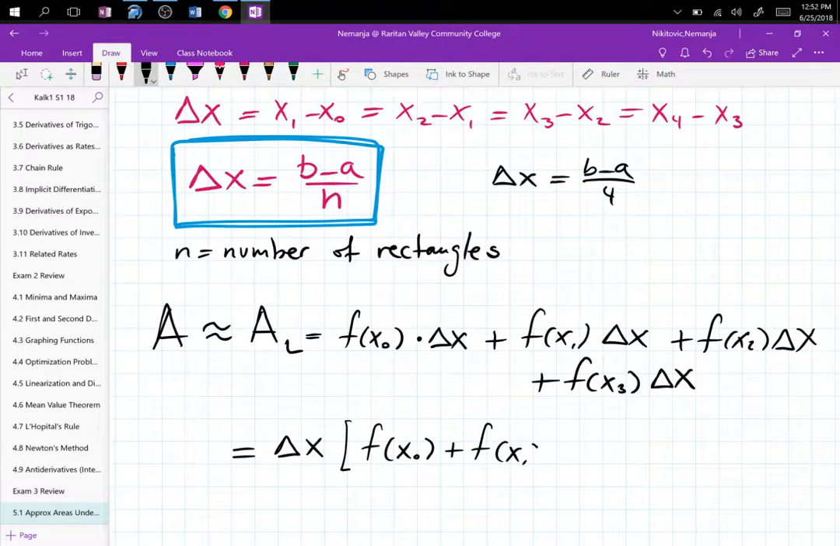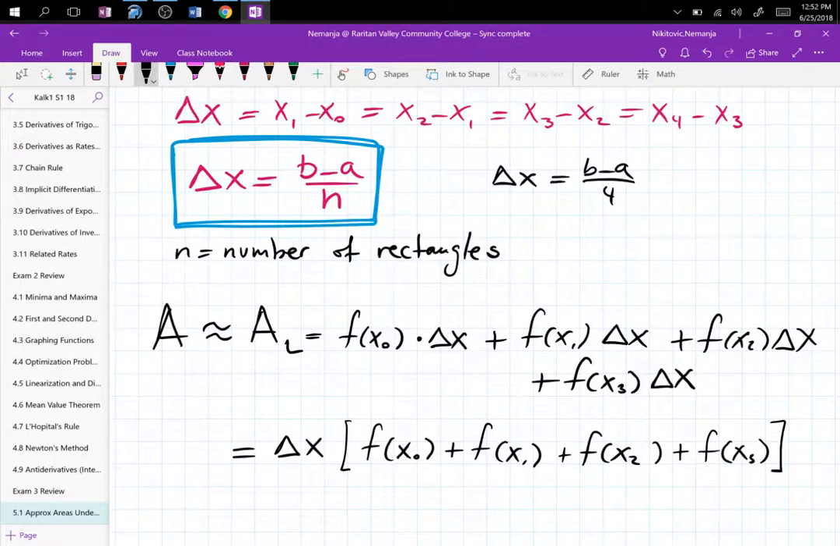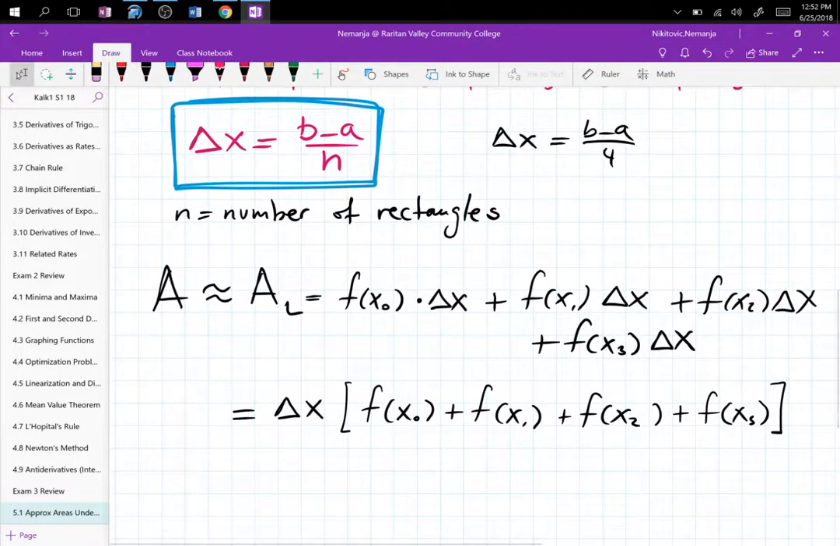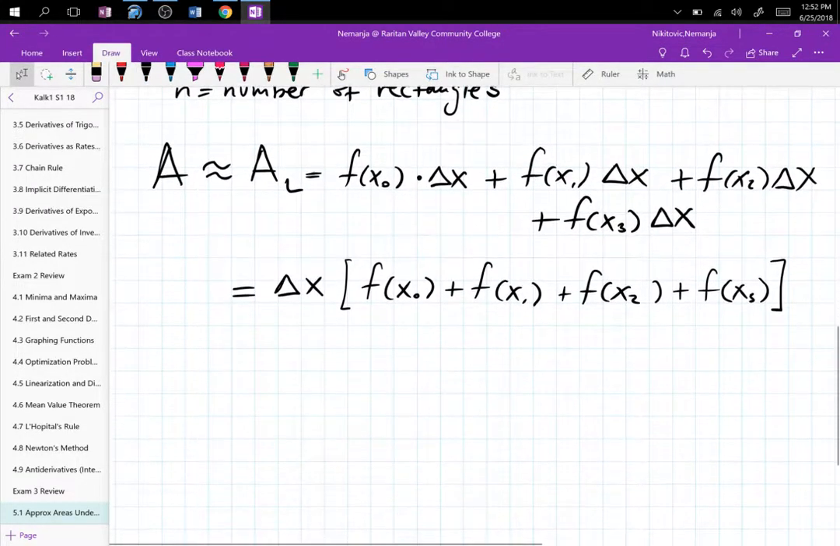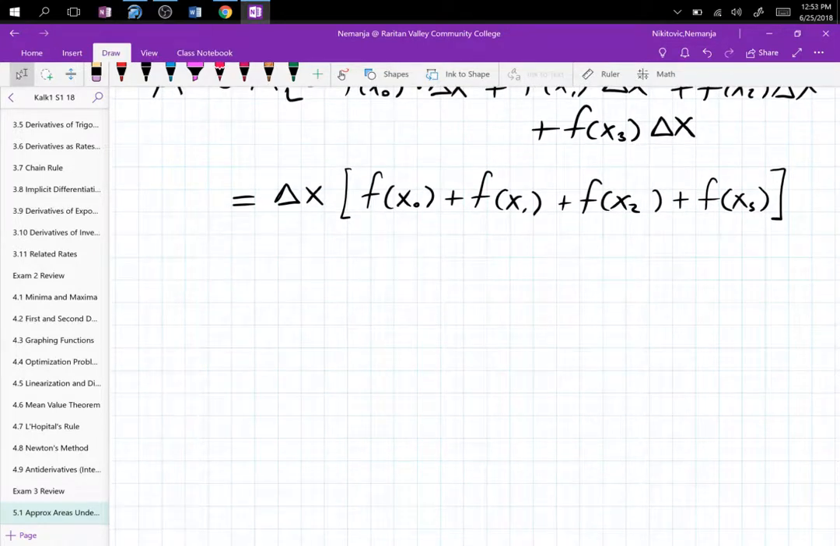So now I have a way to compute, and actually, that's the formula, right? Now, what's going to happen if I have 6 rectangles? Well, I'll add 2 more to this, right? So this is the way we're going to compute stuff. So let's go and compute an example immediately.